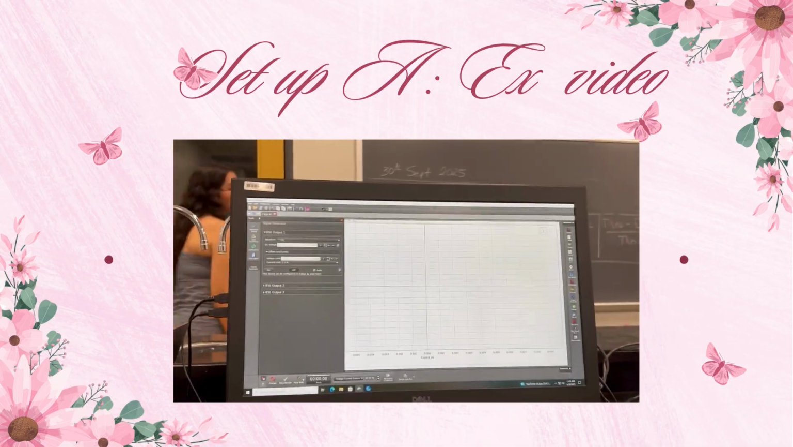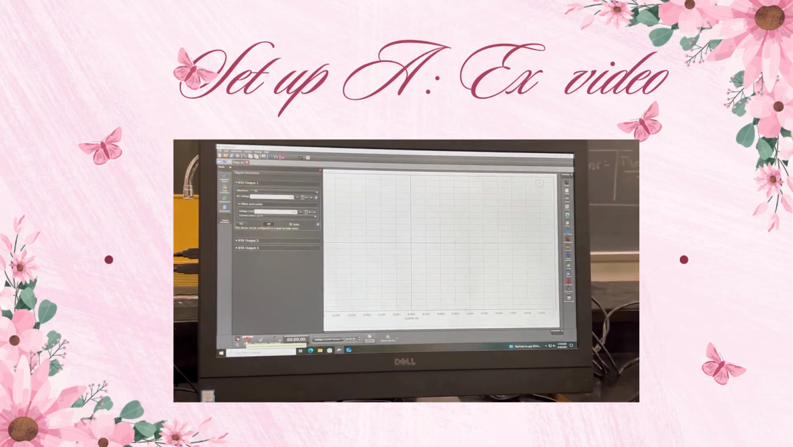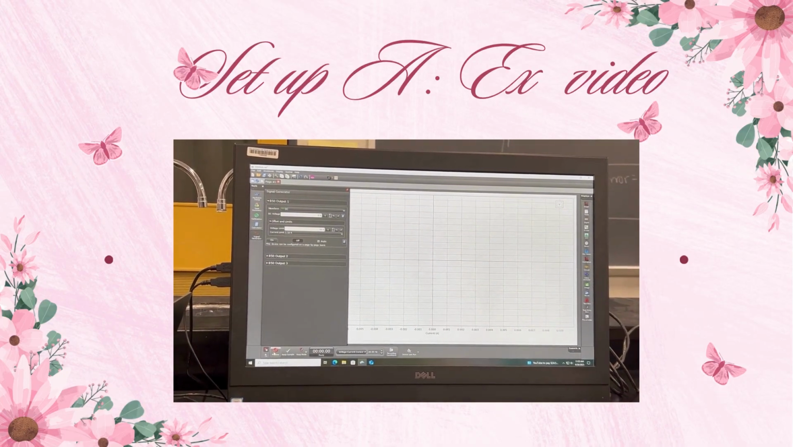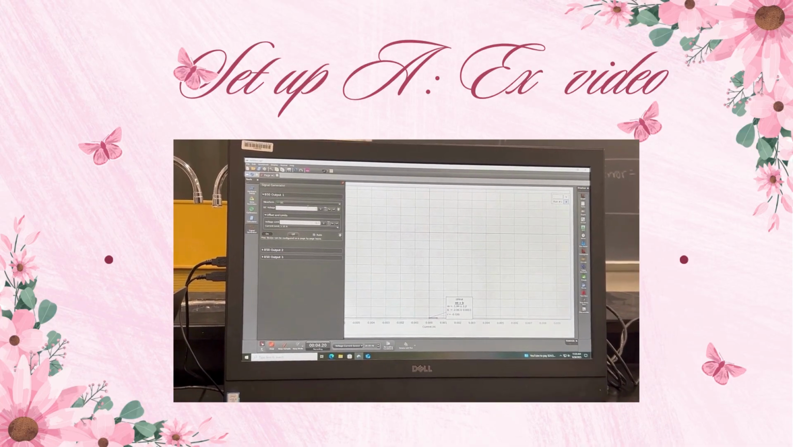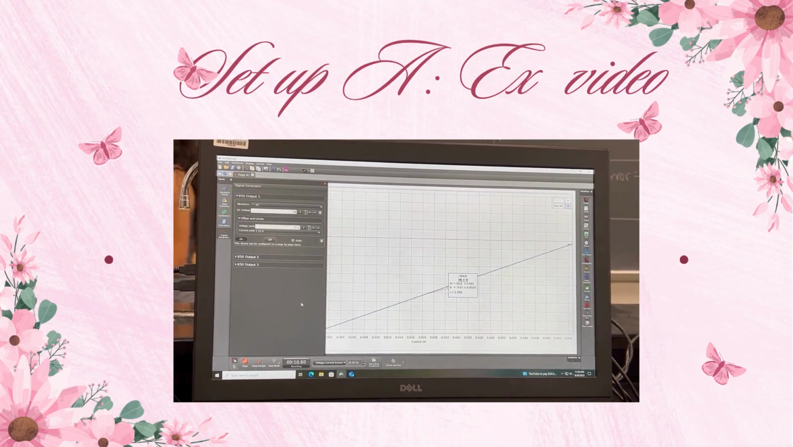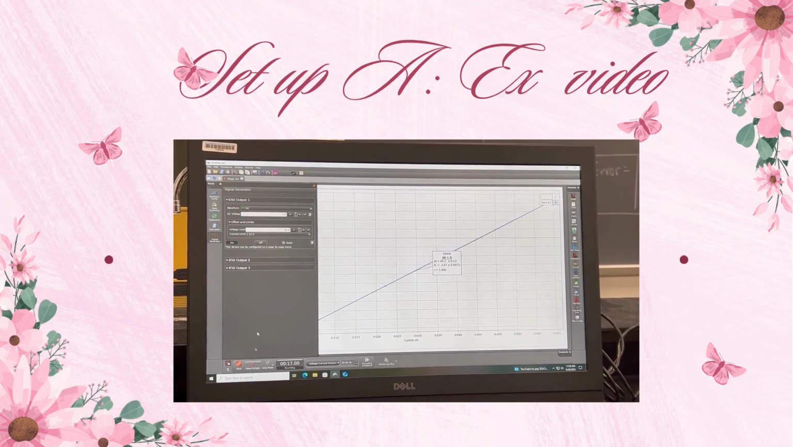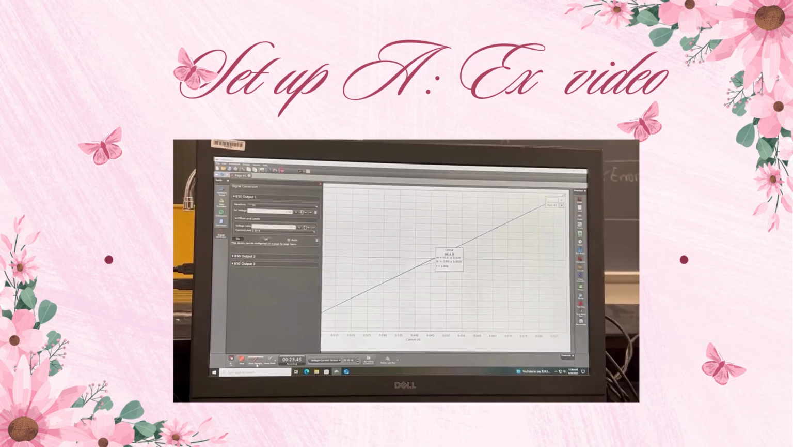And this is just a video showing setup A and plugging in the values, increasing it from 0V gradually by 1V until we reach 10V, and always hitting the keep button so our graph could be measured.